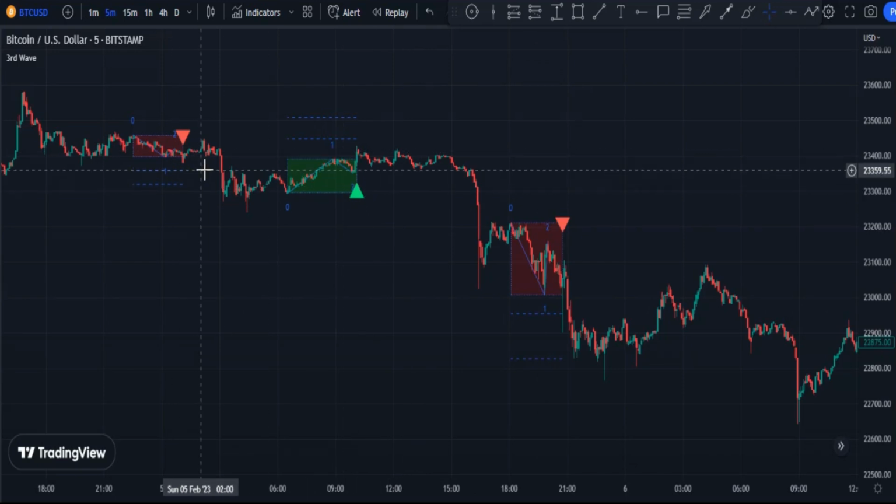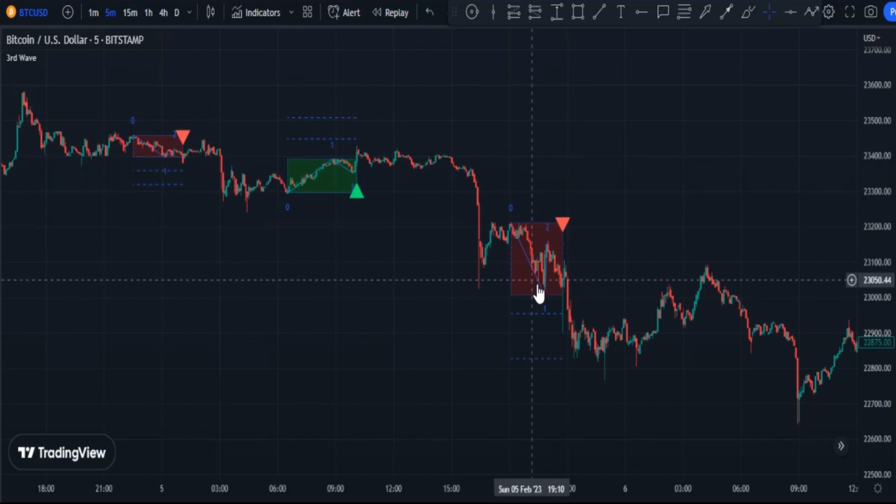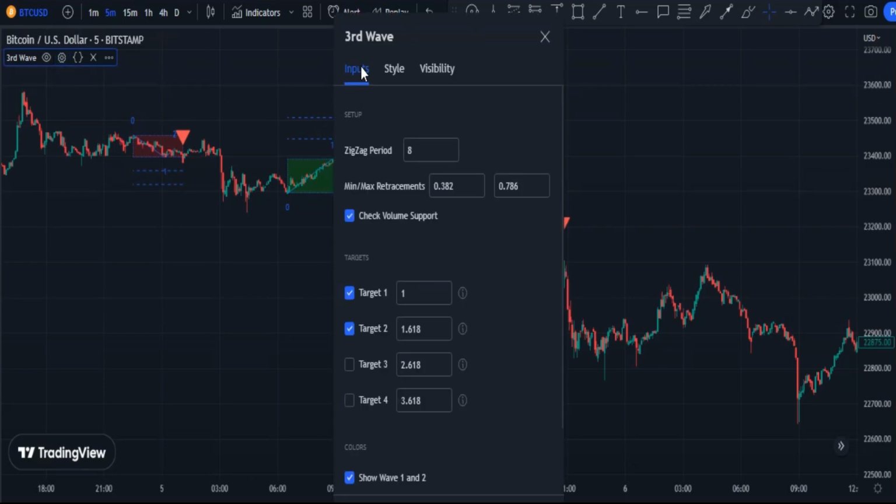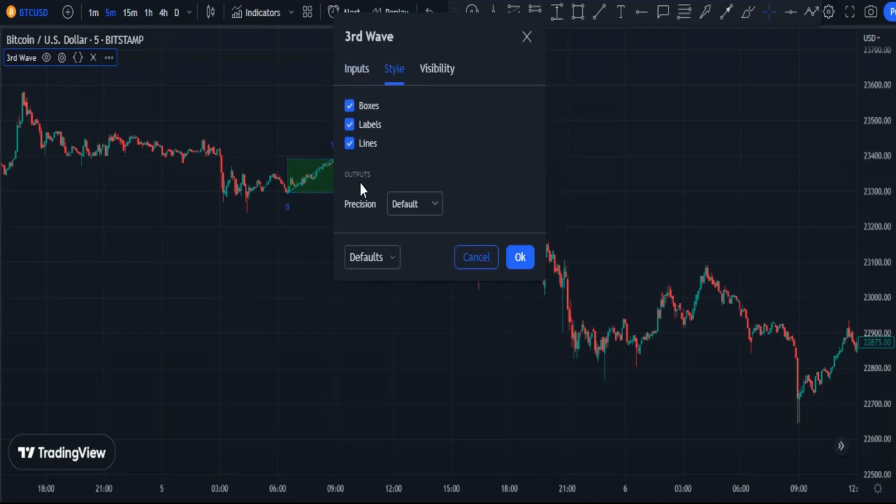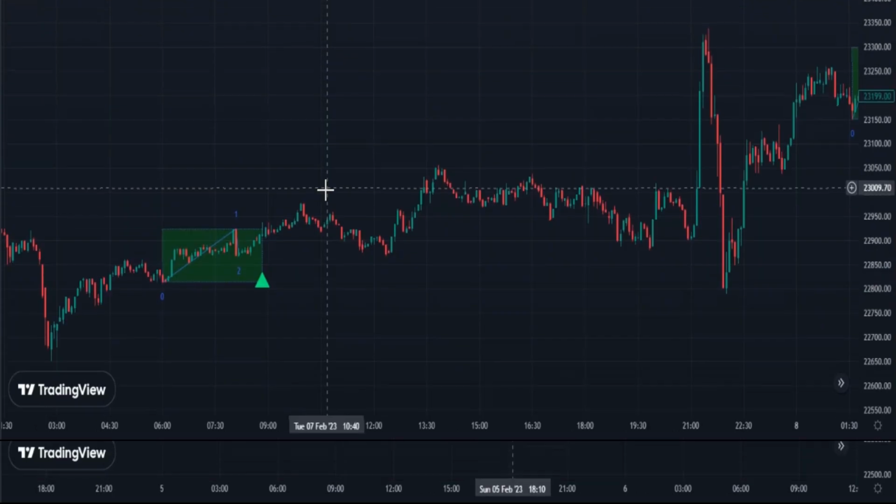This is how it looks. We need to make some changes to optimize this indicator for our strategy. So I open its settings by clicking on this gear icon, and in the Inputs tab, I change the zigzag period to 10. Next, I set the minimum retracements to 0.33 and maximum retracements to 0.66. For now, I will disable the Target 1 and Target 2 options, but later in the video, I'll show you how to set up these targets. We don't need to change anything in the Style section anymore, so we can close these settings.